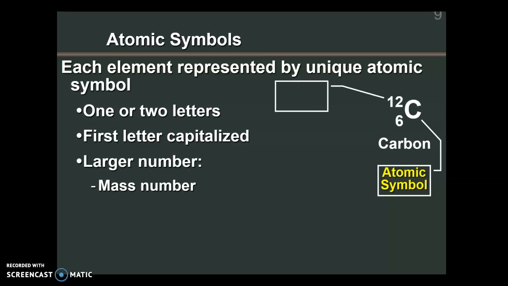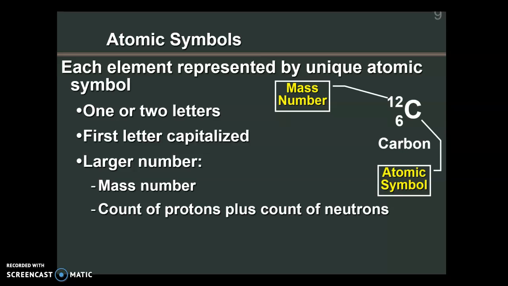The larger number is called the mass number. Sometimes you'll see it as a decimal, 12.01 or 12.02, and those are the atomic mass. The mass number, though, when it's a whole number, is the count of protons plus the count of neutrons in the nucleus. So it's similar to the mass or weight of the atom of carbon.